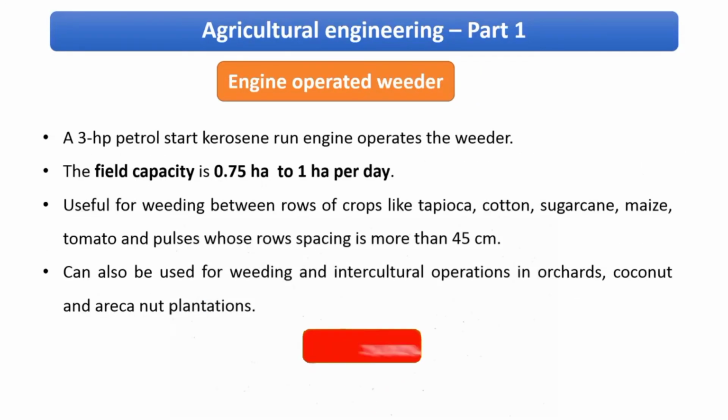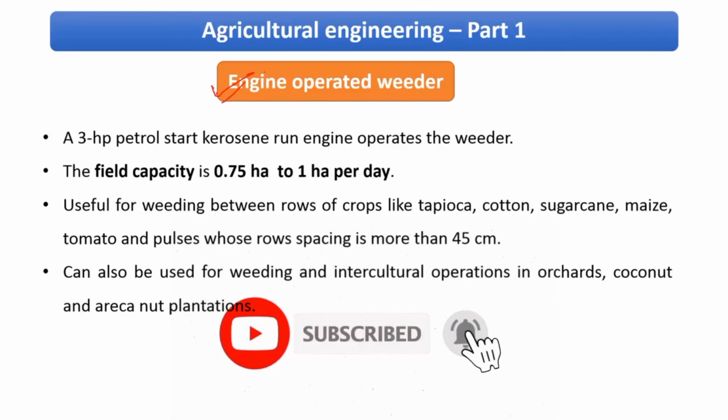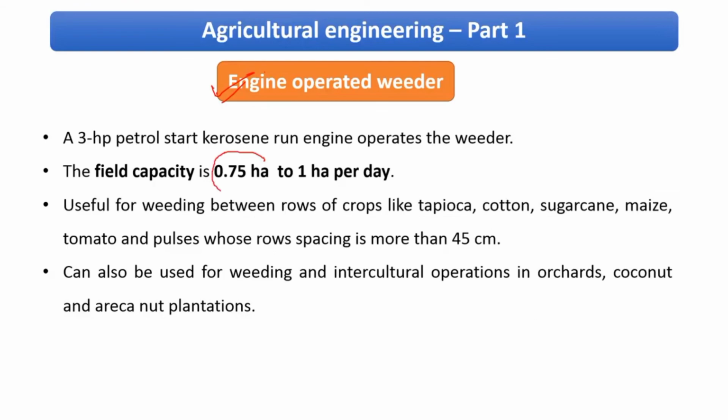Then you have the engine operated weeder. The first thing you need to look out for is the field capacity, right? You can see that it is between 0.75 hectares to 1 hectare per day. This is important, so kindly make note of it, right? Usually a 3 horsepower petrol kerosene run engine operates the weeder. This is something you need to know, that this much horsepower is required for these kinds of instruments, right? You can also note one important point, that it is used for crops like tapioca, cotton or sugarcane. So make sure you remember the examples too.